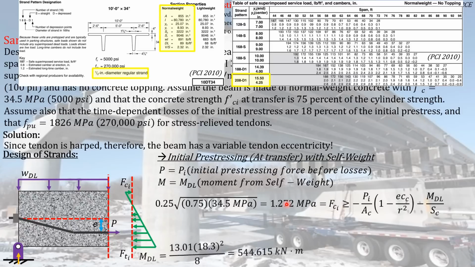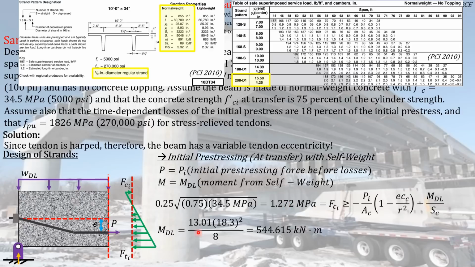So computing for the actual dead load for this particular concrete element that we are designing, since we already found out the section that will satisfy the minimum section modulus, we can compute the moment due to the dead load, which is equal to 891 pound per feet. So again, we just have to convert that 891 to the corresponding SI unit, which is equal to 13.01.